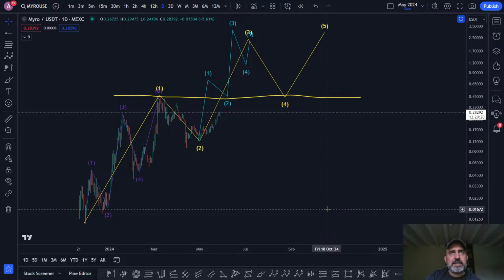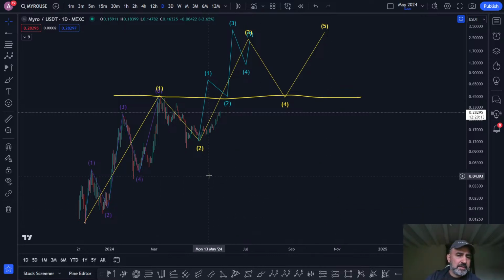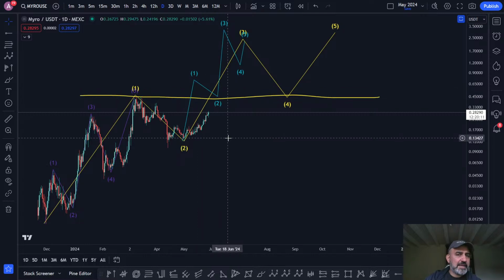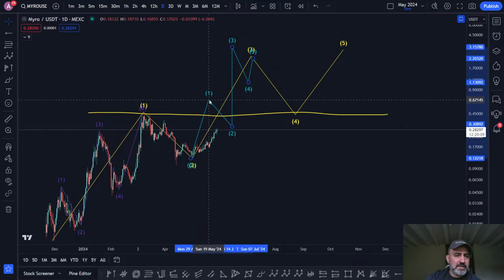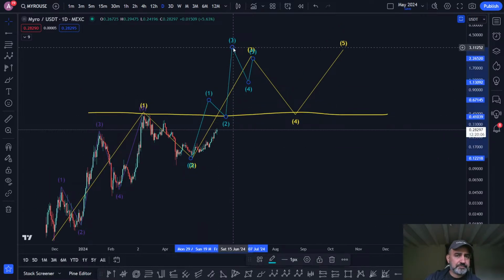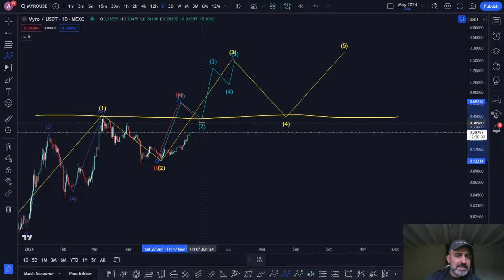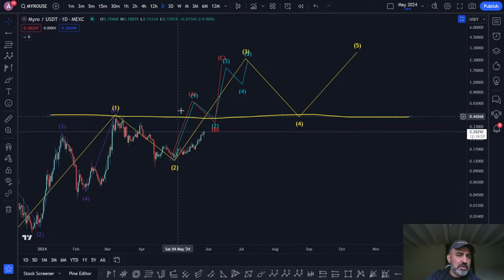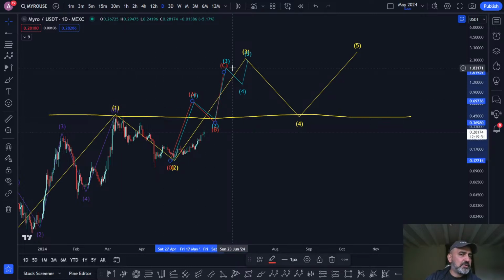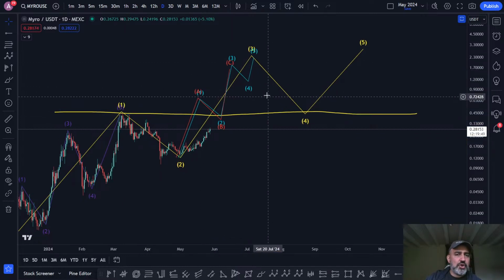The reason why is because some of these waves coincide with each other. So you'll have a 1, 2, 3, some sort of 1, 2, 3, and it could coincide with some sort of ABC correction. And so you'll be thinking, oh, wow, look, this is impulsive. This is going to the moon. But actually, you're still correcting.